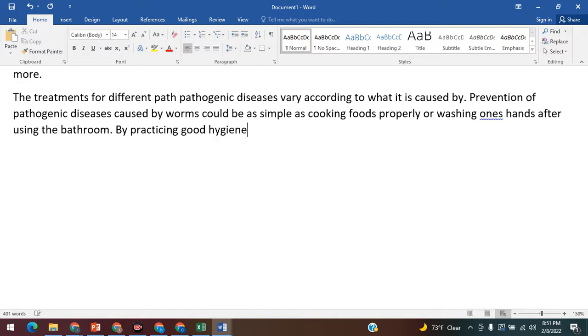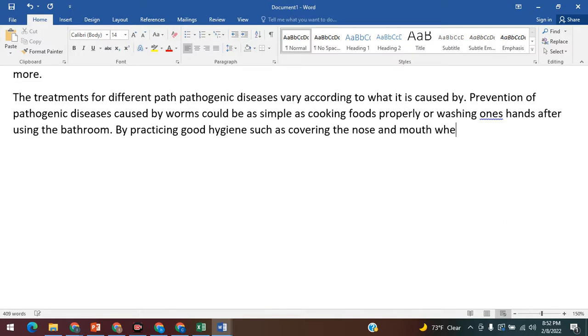So make sure you wash your hands after every use. Once you step into that restroom, wash your hands. Even if you don't do anything, wash your hands as a demonstration, to let people know it's a good thing to do. Just as a habit. All right, by practicing good hygiene, such as covering the nose and mouth when coughing.